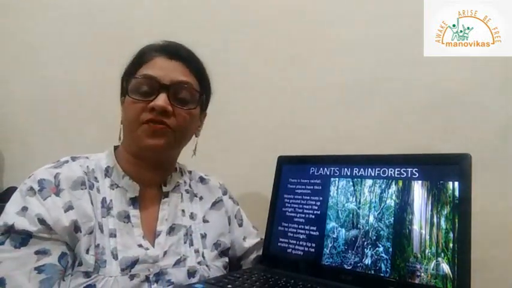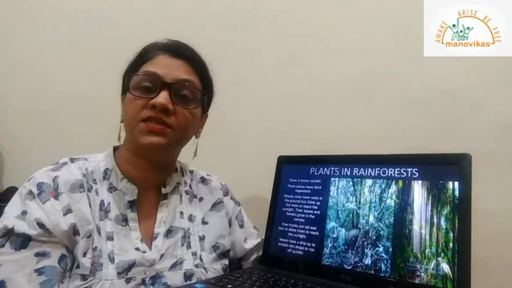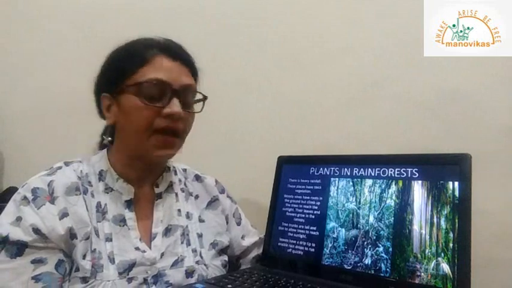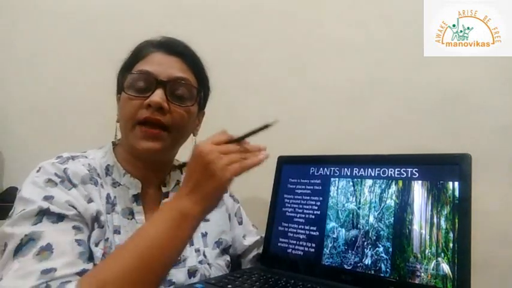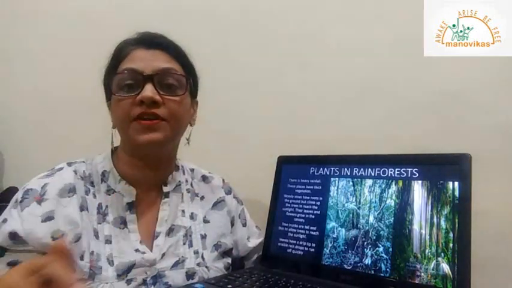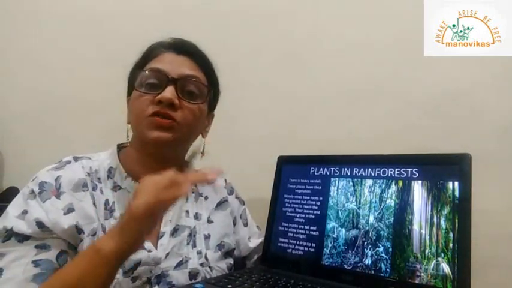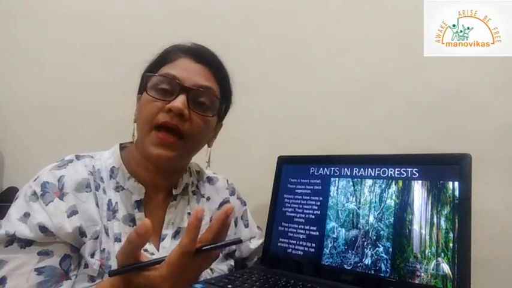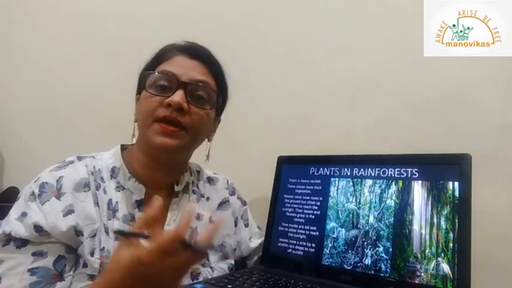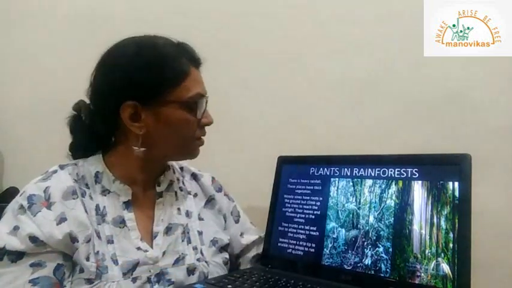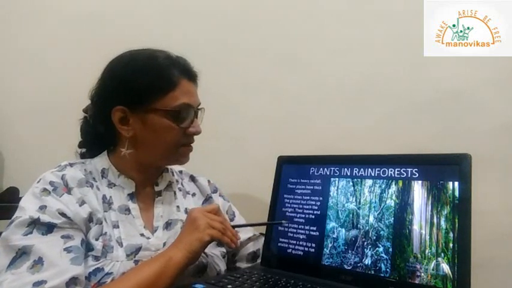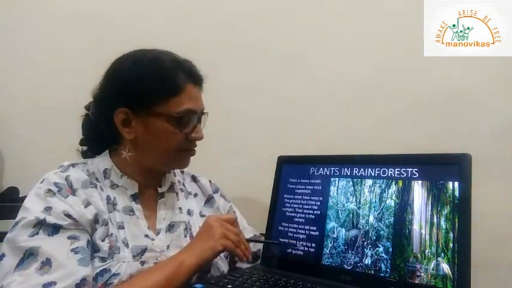The leaves of the plants in the rainforest have a drip tip. Now a drip tip helps the rainwater to slide along the surface of the leaf so that water does not remain on the leaves. What will happen if the rainwater remains on the leaves is the leaves will begin to rot. So these plants have leaves that have a drip tip.